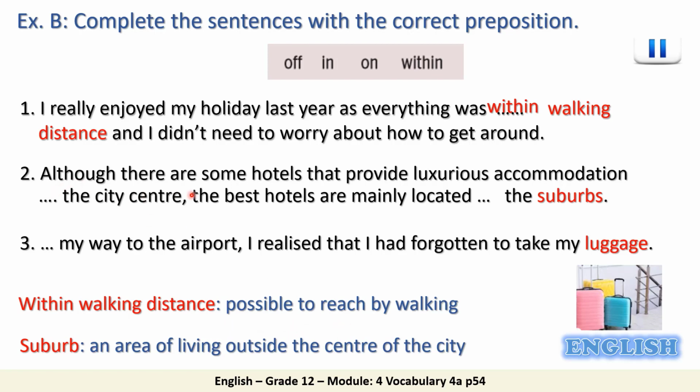Number 2, although there are some hotels that provide luxurious accommodation... Your answer, please. In the city center, right? The best hotels are mainly located in the suburbs. So we are going to use in the suburbs and in the city center. And the suburb is an area of living just outside the center of the city. So it is a bit far from the city center.